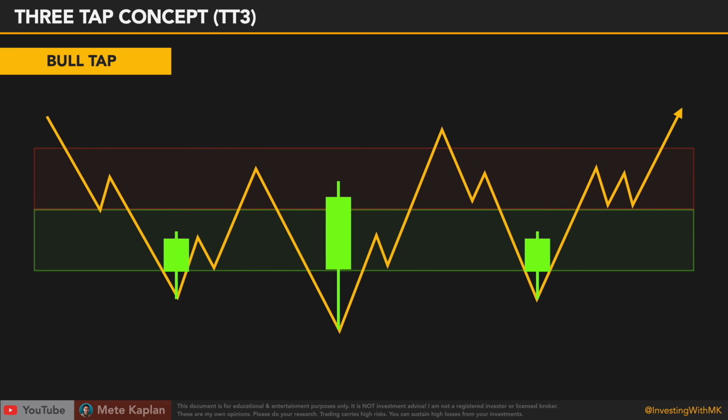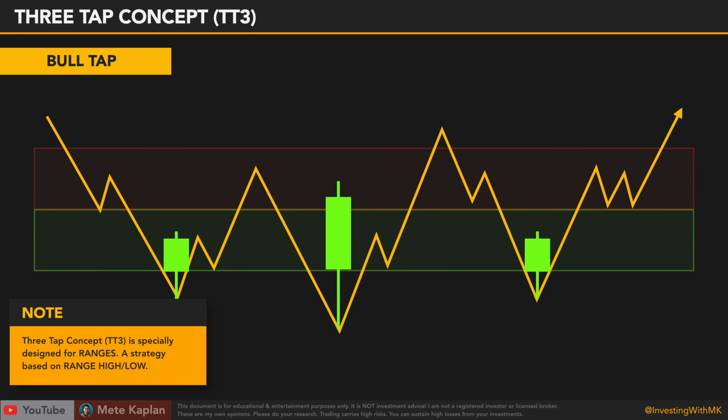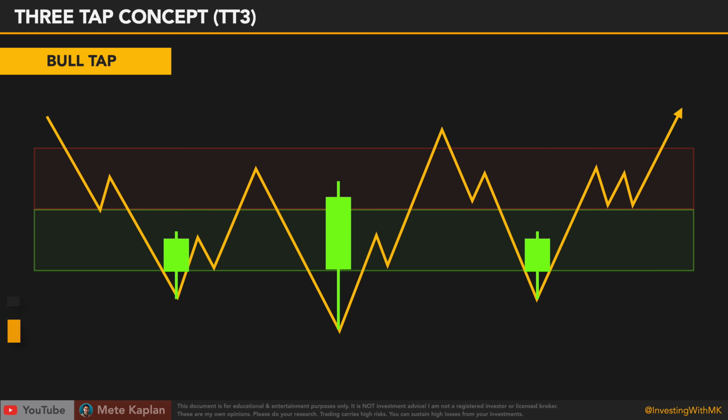Let's talk about this hidden trading strategy that you can use especially with ranges. The 3-tap concept, TT3. It is an extremely easy to use and understandable concept actually. It is nothing complicated. Now, what do you see here? Price is being rejected from the range low 3 times. It looks like a head and shoulder pattern.